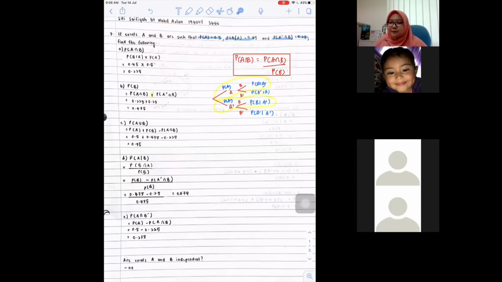Okay, for C, A union B, so just open up the formula. Okay, just use the normal formula. P(A) plus P(B) minus intersection. Okay, we already have the answer for intersection, so just fill in P(A) from the question. Okay, P(B) from part B.